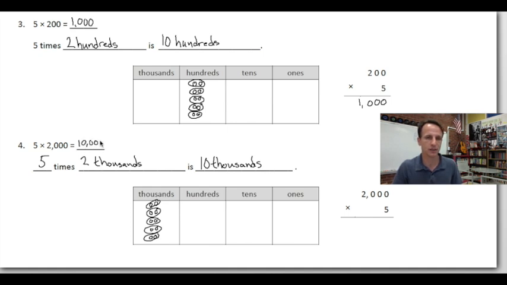2, 3, good. And then over here in vertical form, same idea. 10,000. Excellent. Boy, we're cruising through. Let's keep this train going. We're doing great. Number 5, let's go.